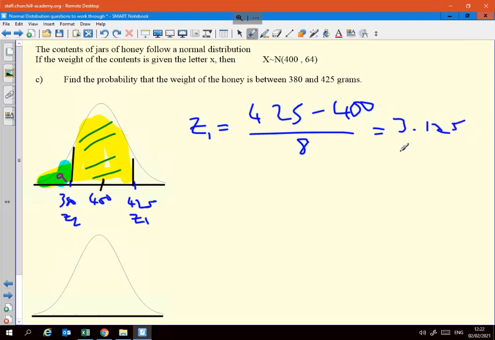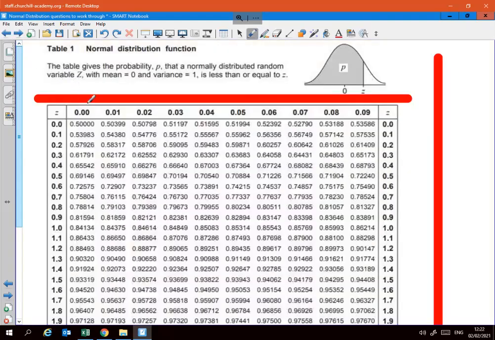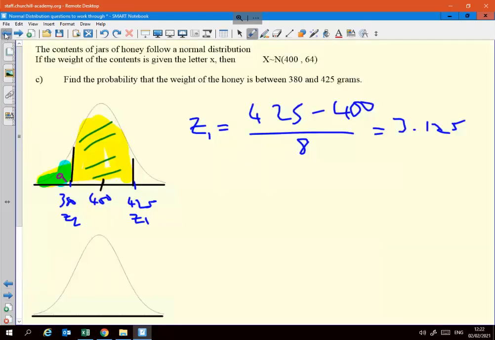Okay, so that gives us a little bit of a problem. The tables only do two decimal places. First decimal place here and second decimal place there. So I can't look up 3.125 on here. So I am going to round that. I'm going to leave that like that, and then I'm going to look that up. So let's look up 3.13 in the table.